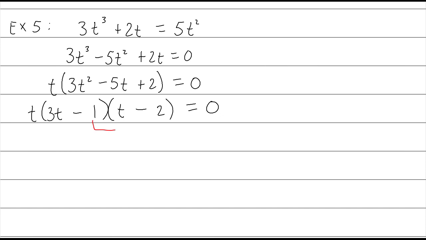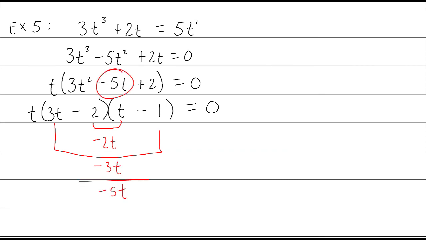Let's test it out. Negative t, negative 6t. Those add up together to be negative 7t. That's not what I want. So let me switch around my 2 and my 1. Negative 2t, negative 3t, they add up together to be negative 5t. That's the middle term. Okay, I have it all factored.